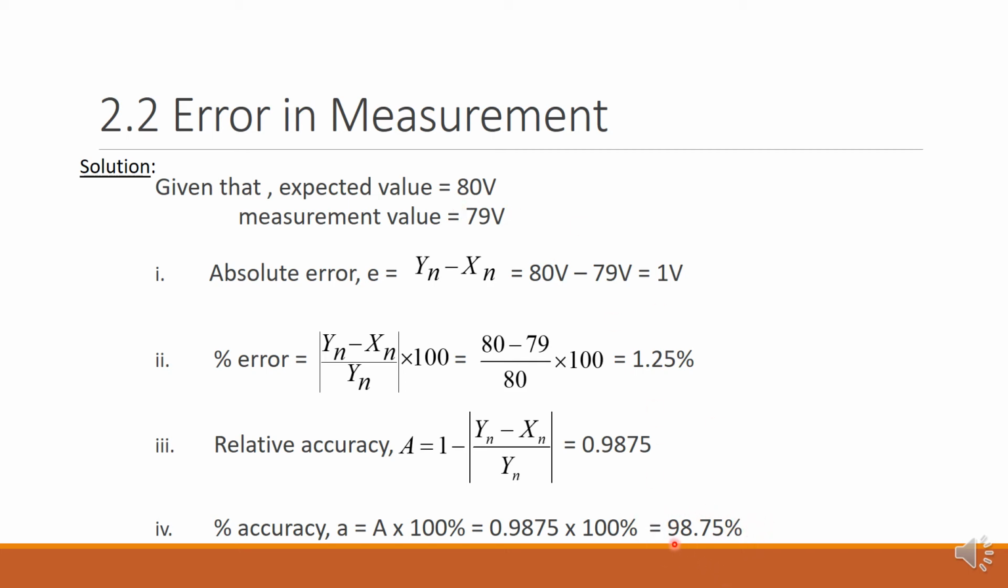So we can say that, in other words, you can also calculate your percentage of accuracy by subtracting your percentage of error from 100. So you can also get the same answer, derived from relative accuracy. Okay, so this is how you obtain your analysis of error from your measurement value.